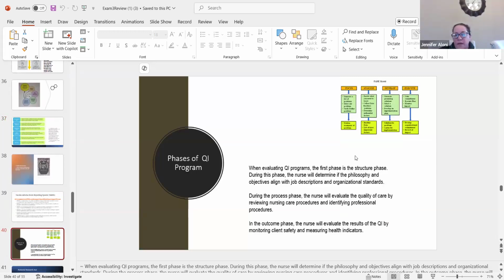Quality improvement. Again, we know our first phase is a structure phase. During this phase, the nurse will determine if the philosophy and objectives align with our job descriptions. Before we make any changes, we have to figure out what people do. That's our first phase, the structure phase. Then the nurse evaluates the quality of care by reviewing nursing care procedures and identifying professional procedures. And in the outcome, we evaluate the results of quality improvement by looking at how much more safety and health there is, were our patients healthy.